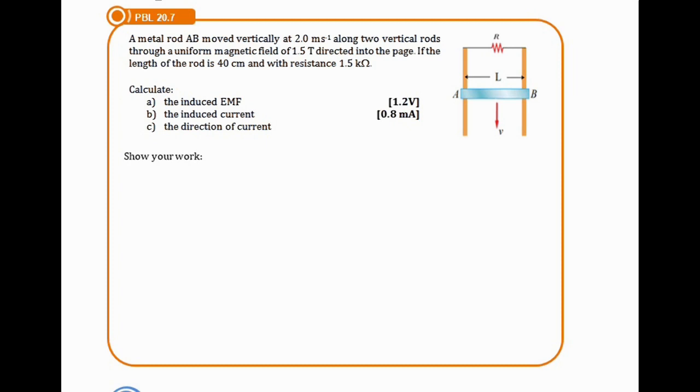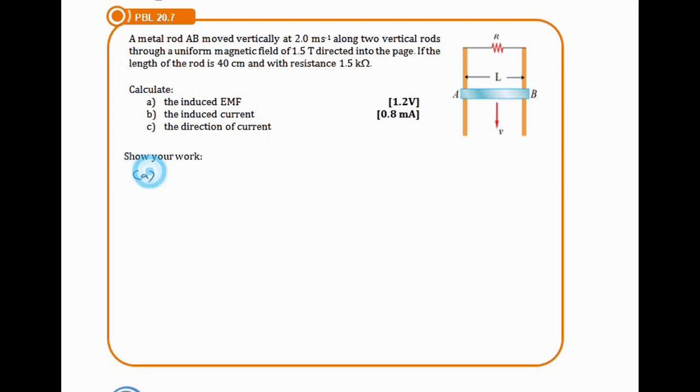Okay, 20.7. A metal rod AB move vertically at 2 meter per second along 2 vertical rods through a uniform magnetic field of 1.5 Tesla directed into the page. So if the length of the rod is 40 cm and with resistance 1.5 kilo ohm, so A dia nak the induced EMF.